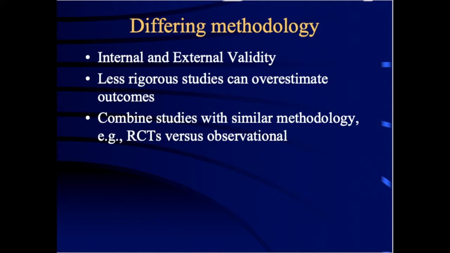So again, studies can have different methodology. We want to make sure we assess, or the authors have addressed, differences in any internal and external validity. We know that less rigorous studies can overestimate outcomes. And we know that when we combine studies with similar methodology, we want to combine RCTs with RCTs and observational studies with observational studies. You do not want to combine both RCTs and observational studies together in one meta-analysis.